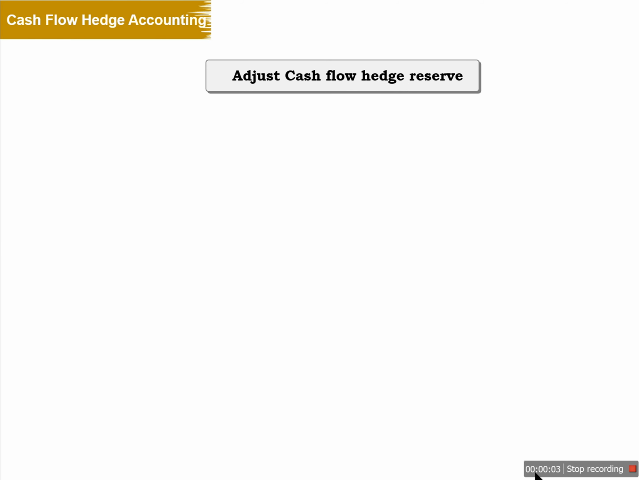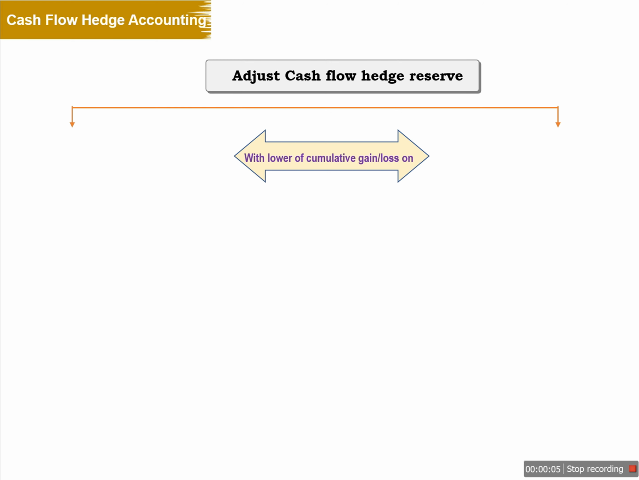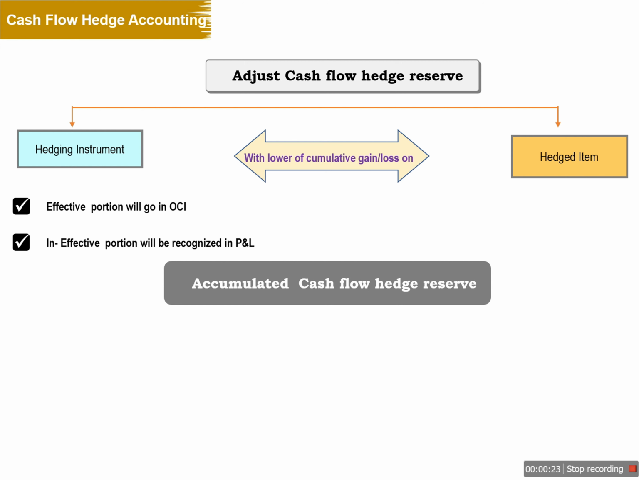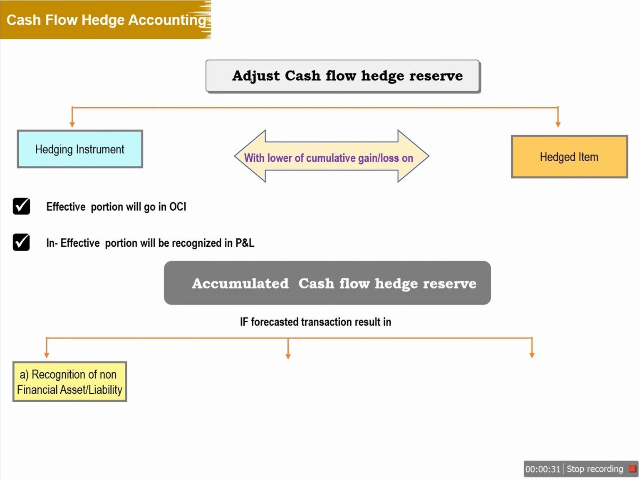For cash flow hedge accounting, we need to adjust the cash flow hedge reserve with the lower of the cumulative gain or loss on the hedge instrument and hedged item. Finally, the effective portion will go in OCI and the ineffective portion will be recognized in the profit and loss account. The accumulated cash flow reserve will be treated as follows: if the forecasted transaction results in recognition of a non-financial asset or liability, the portion of the reserve will be included in the carrying amount of the asset or liability.